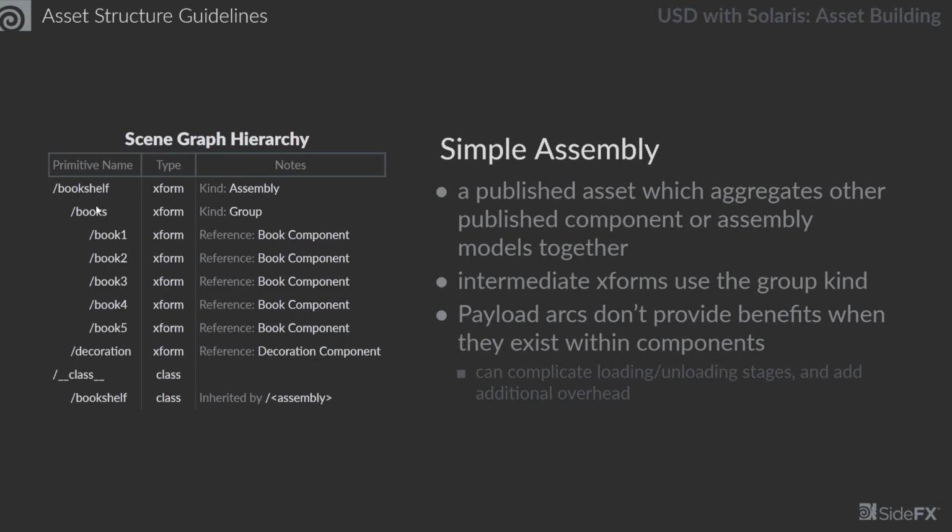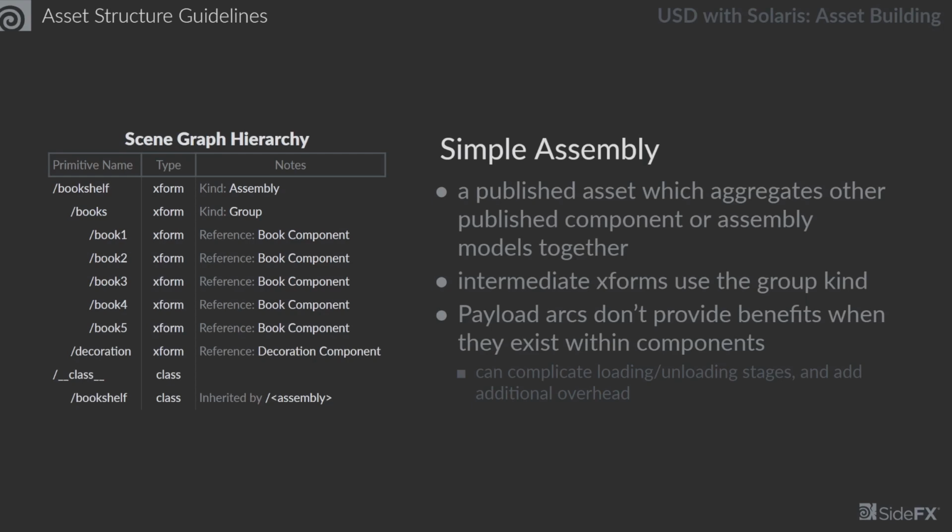Maybe on that bookshelf there are some books, and that's going to be a group. And then down here, you can see we have book components, 5 of them, that'll be loaded throughout the shelf, however that might be. And then maybe we have another decoration here. That's a decoration component down here, so that's its own separate component as well. So you can see that we have a bunch of components that we've brought into our assembly that are going to be coming off disk and arranged on this bookshelf. And then this entire scene graph is going to be saved to disk as an assembly USD.